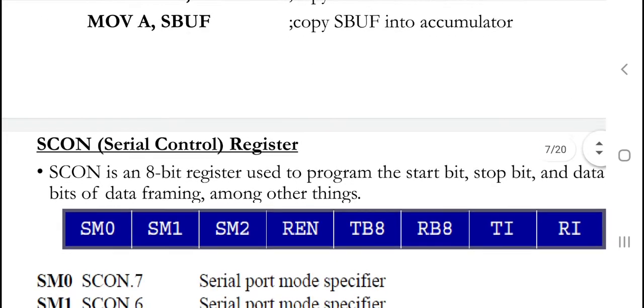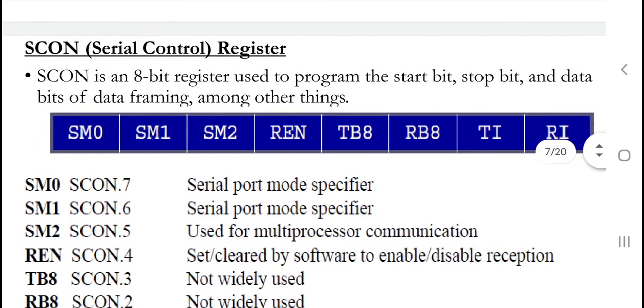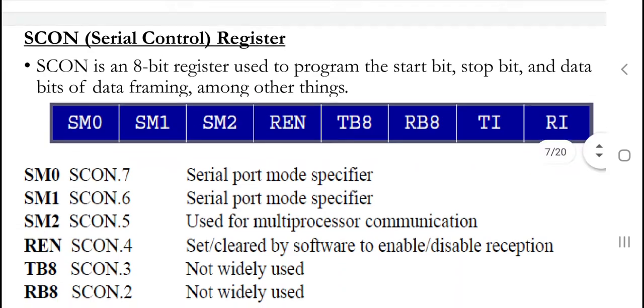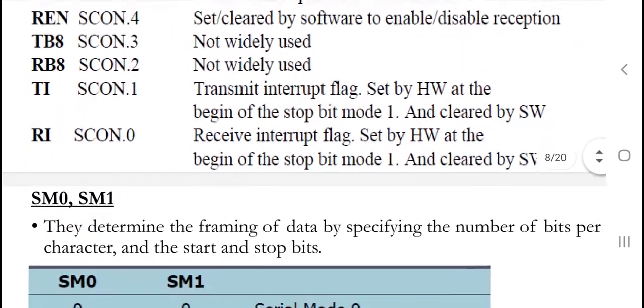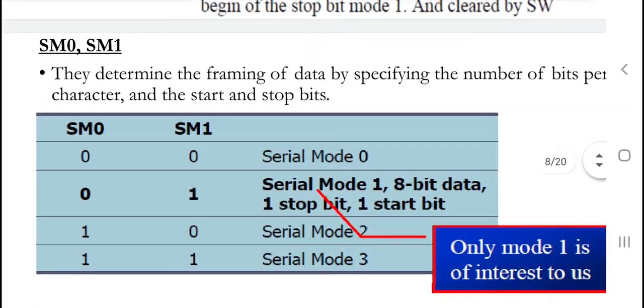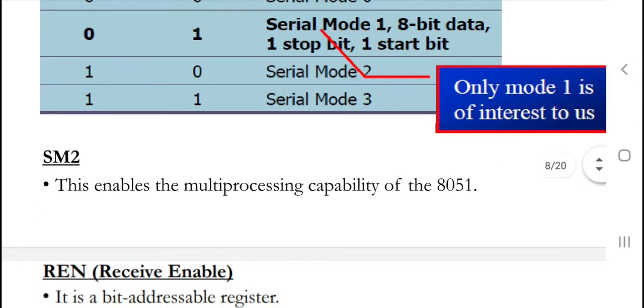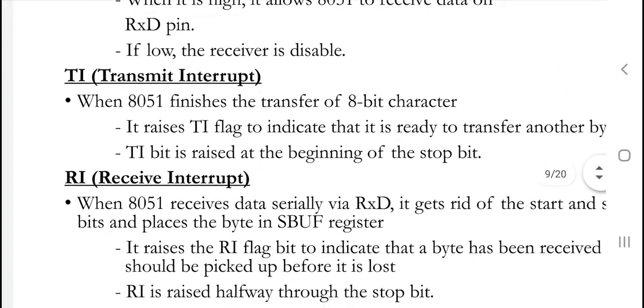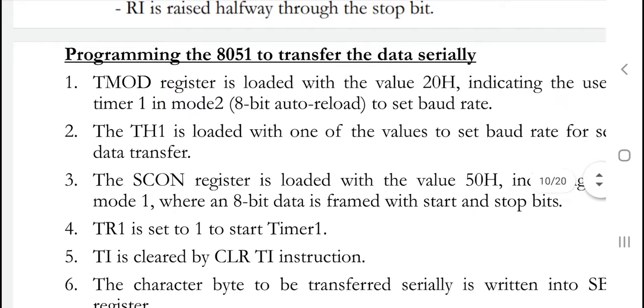And you have one more register called SCON, the serial control register. It is used to decide where the start bit must be, what the stop bit must be, how the data framing must be, and where I have to use the interrupt flag, all those things. You have 4 different modes: serial mode 0, 1, 2 and 3. Of course we have to select serial mode 1, where you have 8-bit data with 1 stop bit and 1 start bit.